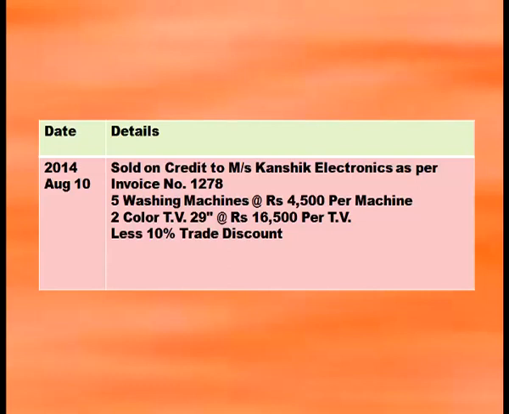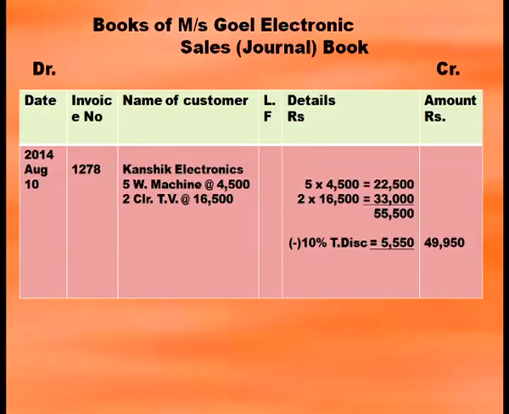Sold on credit to Messrs Kanishk Electronics. So this will come in which book? Sales book. So you have to prepare with the trade discount deduction, less 10% trade discount. So in the sales book, name of the customer, Kanishk Electronics, 5 washing machines at rupees 4,500.